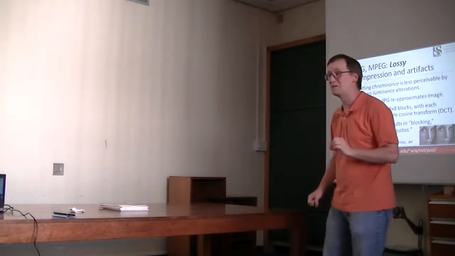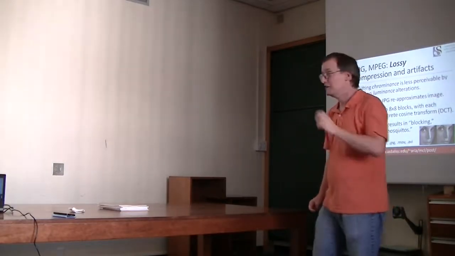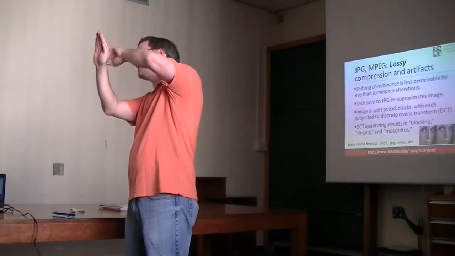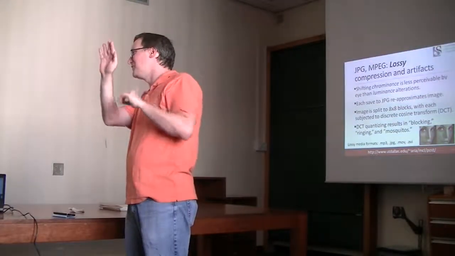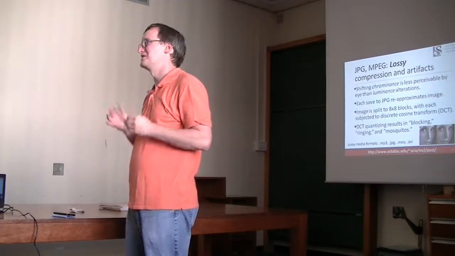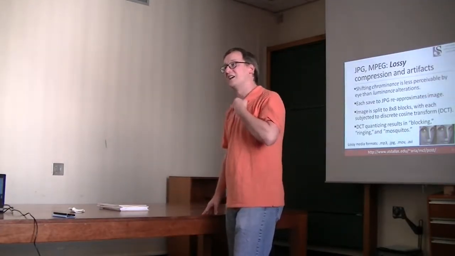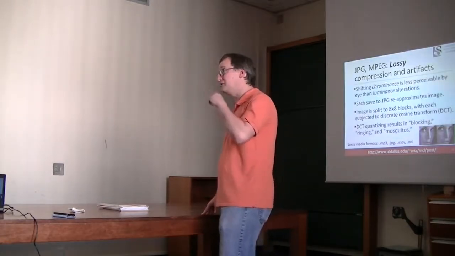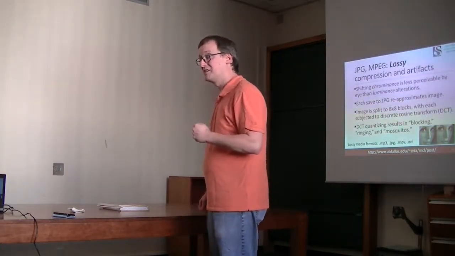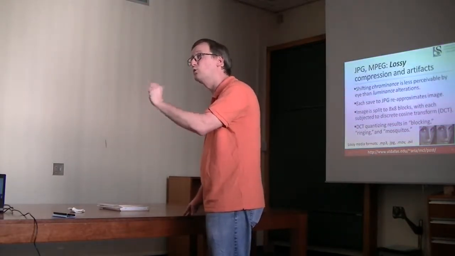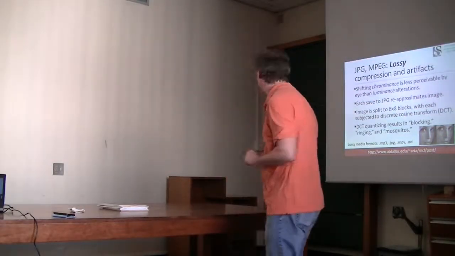And the thing that really bugs me the most is mosquitoes. When you look around the edge of someone's head on a photograph and you see these little distortions in the negative space around them, those are called mosquitoes. So resaving and saving and saving and saving a JPEG image will lead to these problems worsening. So try, if at all possible, to do this lossy compression only once. That is really the best solution for it.